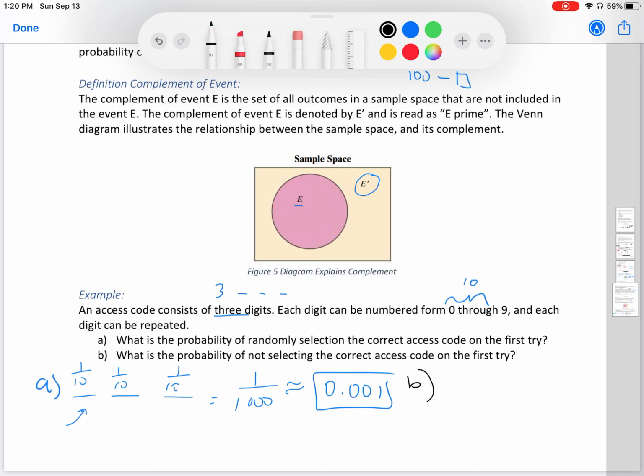Now for B, find the probability of not selecting the correct access code on the first try. So if this is finding the correct access code on the first try, not finding the correct access code will be the complement. So it'd be everything else. So I have 1 minus 0.001, and that gives us 0.999. So you can see how probable it is to not get the correct access code on the first try.